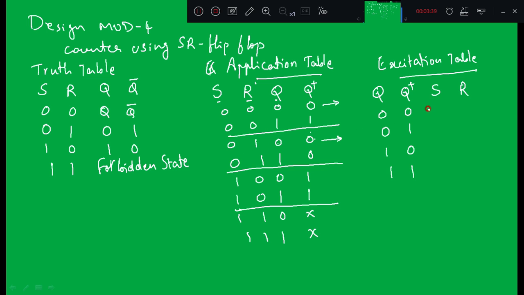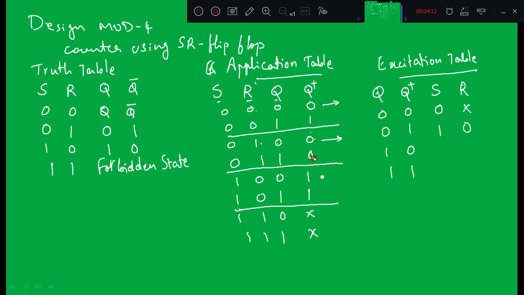So what is the value of S? S is equal to 0, R is equal to don't care, because R is 0 for this combination and R is 1 for this combination. So R values are complement to each other. For that, we will write it as don't care. Next, Q plus 0 1. Q is 0 here, and Q plus is 1. Do you have any other combinations apart from this? No, right? So for 0 1, what is the value of S? S is 1. R is equal to 0.